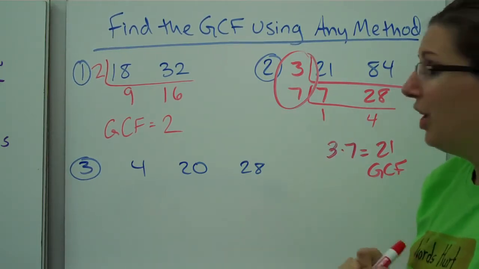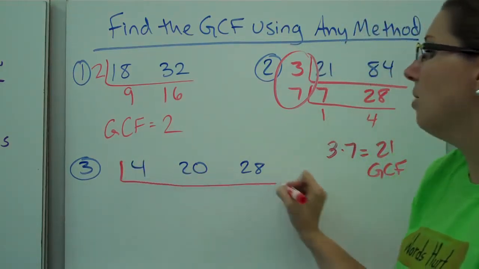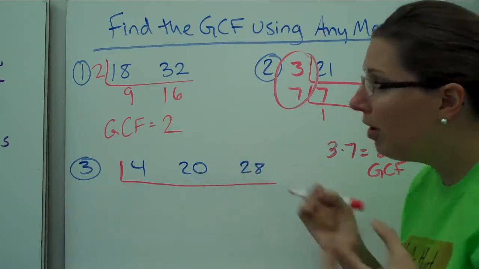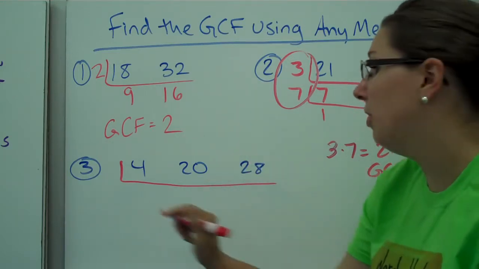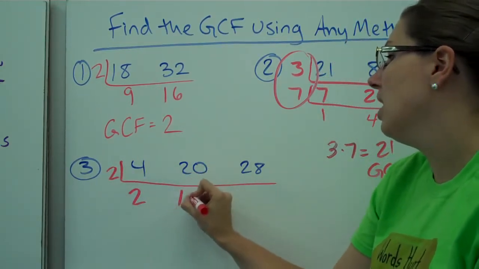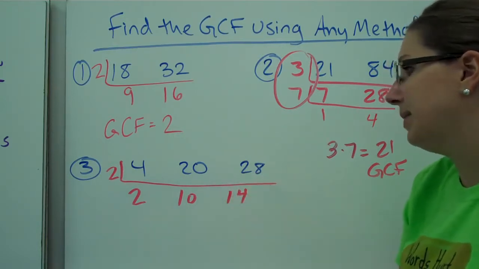And now I've got a set of 3 numbers. You can treat this the same way you treat 2 numbers. So I'm going to pull out a number I know that they have in common. These numbers are all even, so I'm going to pull out a 2. 2 goes into 4 twice. 2 goes into 20 10 times. 2 goes into 28 14 times.